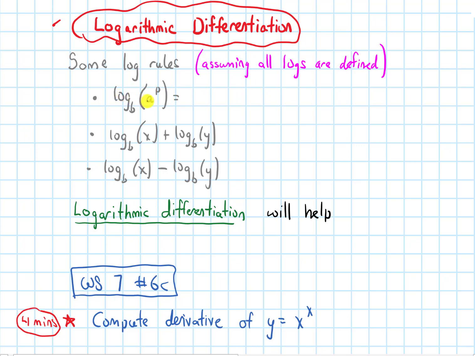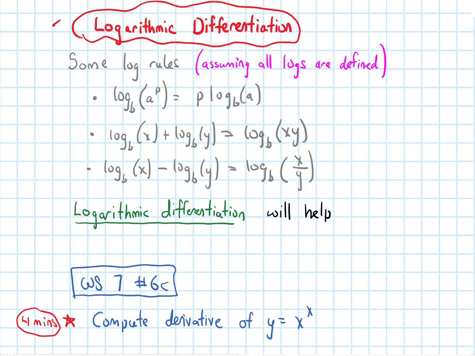The first log rule says that when I have a power like this inside of my log, we can bring that power to the front and get p times log base b of a. The second log rule says, when we add two logs with the same base, that becomes one log, and then you multiply the insides, log base b of x times y. And when you subtract two logs with the same base, it also becomes one log, but you divide the inside. So you do the first inside divided by the second inside.